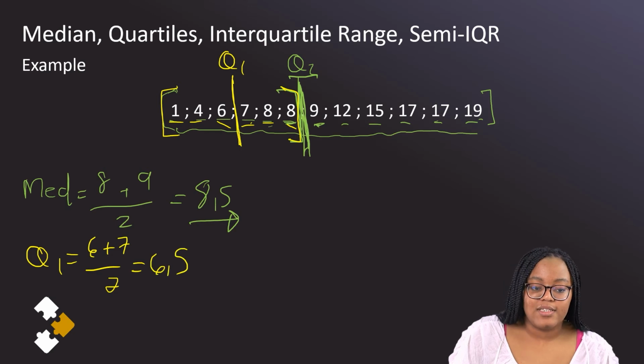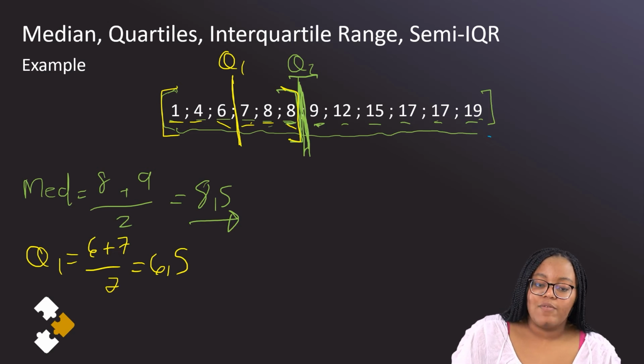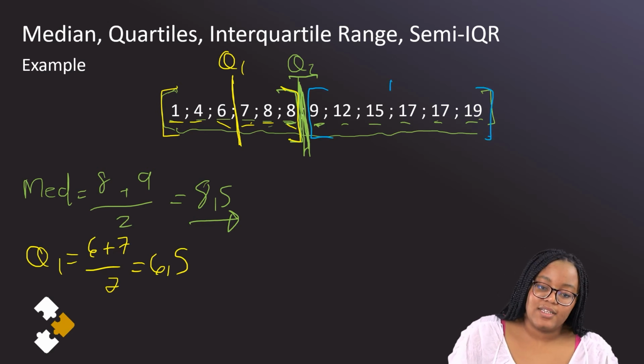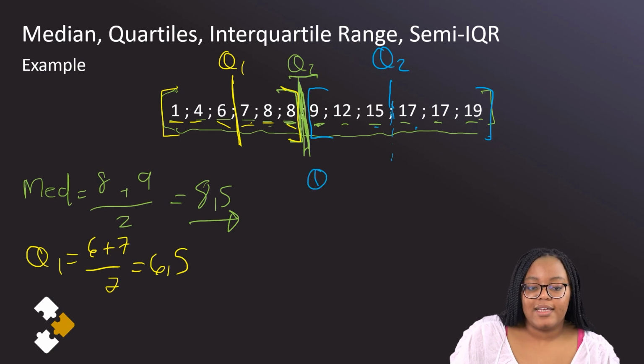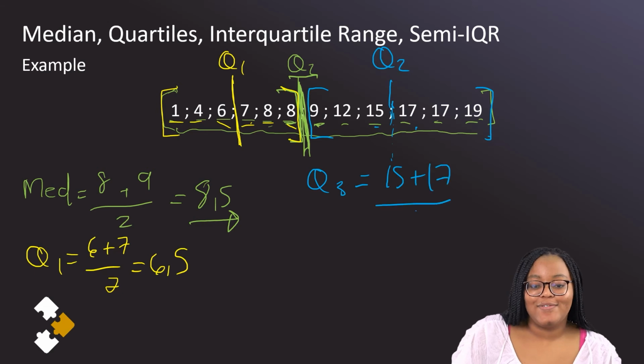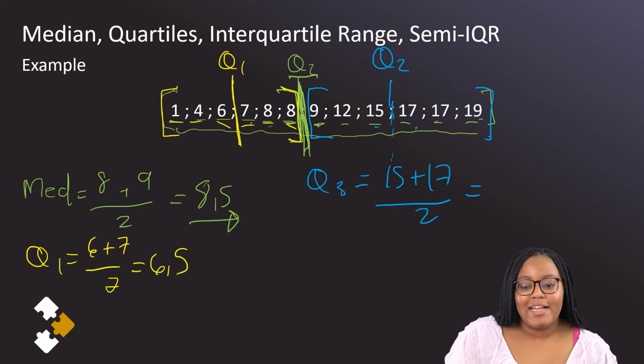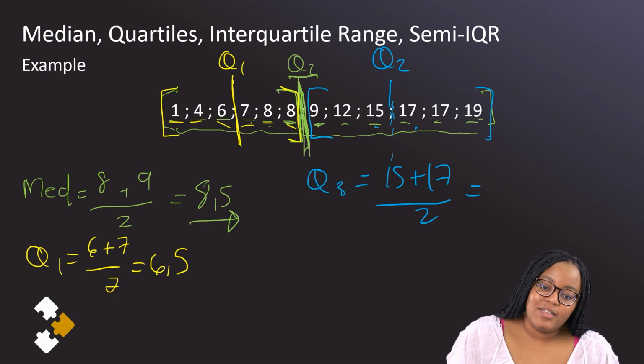and that's just going to give us 6.5. We're going to calculate our upper quartile in the same way, using the upper half of our data set. So we know that between 9 and 19, with these 6 values, we're going to have to divide it into half to get our upper quartile, Q3. And so Q3 is going to be between 15 and 17. To calculate that, we're going to say 15 plus 17 divided by 2, and that is going to give us a value of 16.